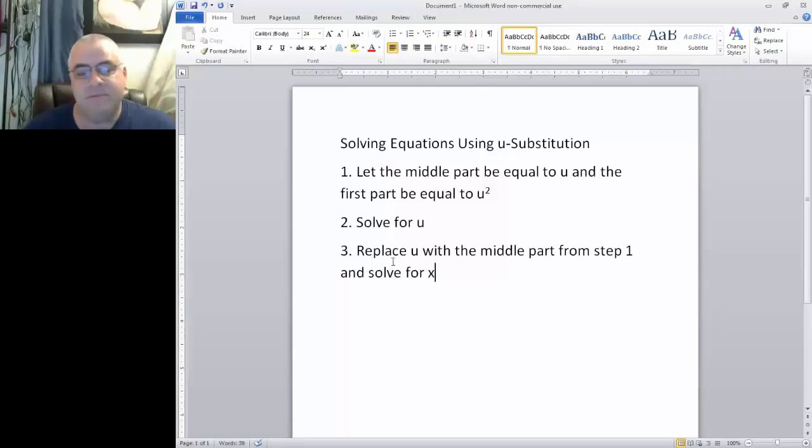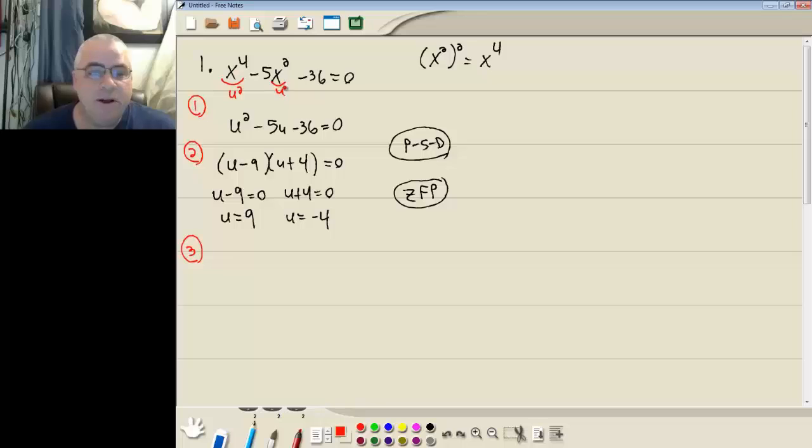Now step 3. It says replace U with the middle part from step 1. From step 1, we said the middle part was the x squared. So we're going to now replace the U with x squared. Basically, whatever you specify as U up here, which is always the middle part, would be what you plug in at this point for U. And then I'm vague again. I say solve for X. That's because there'll be various techniques you'll use at this point.